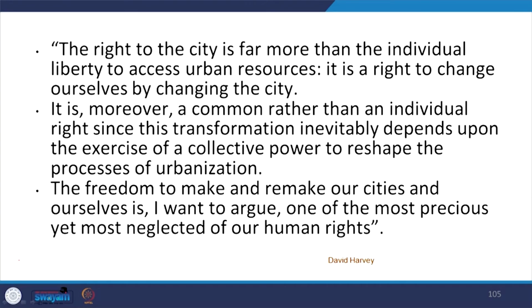The freedom to make and remake our cities and ourselves is, I want to argue, one of the most precious yet most neglected of human rights.